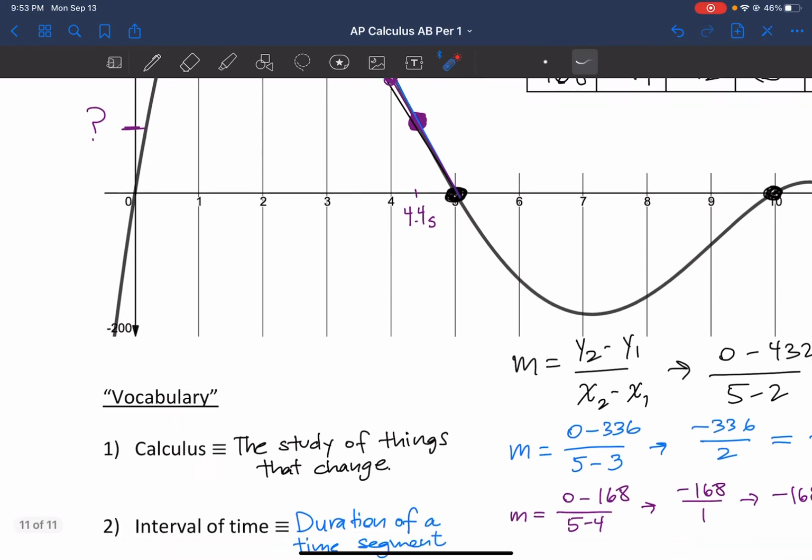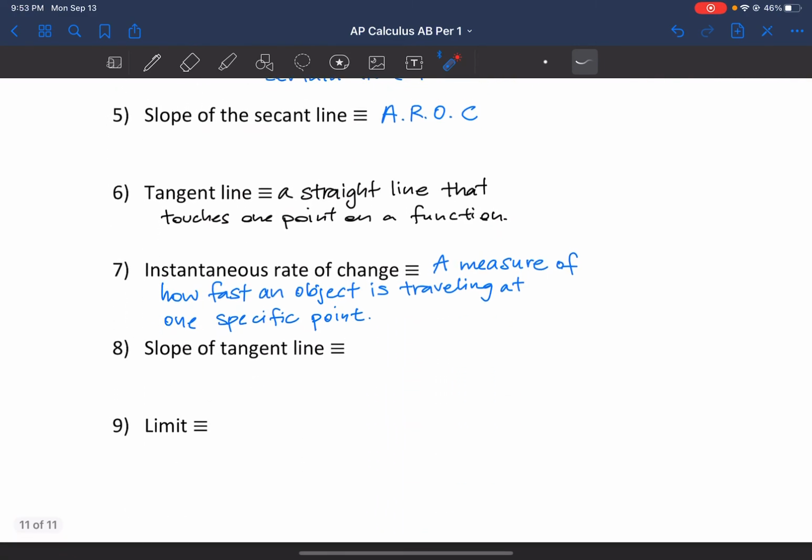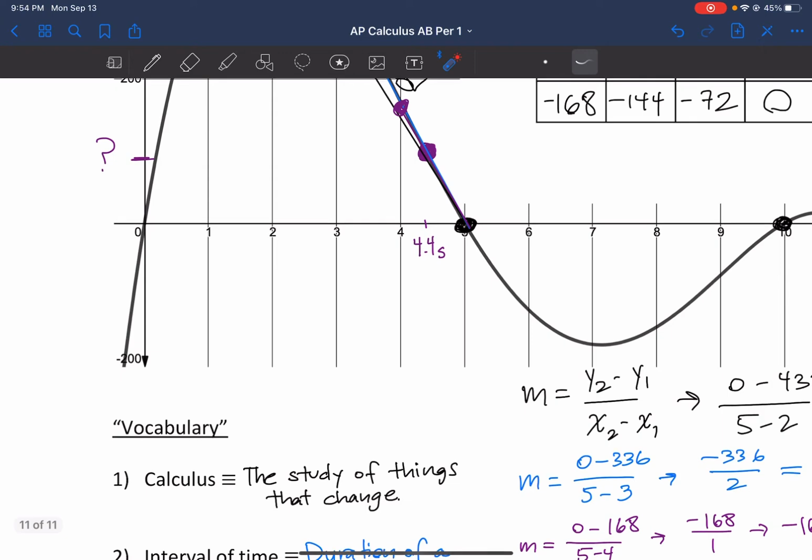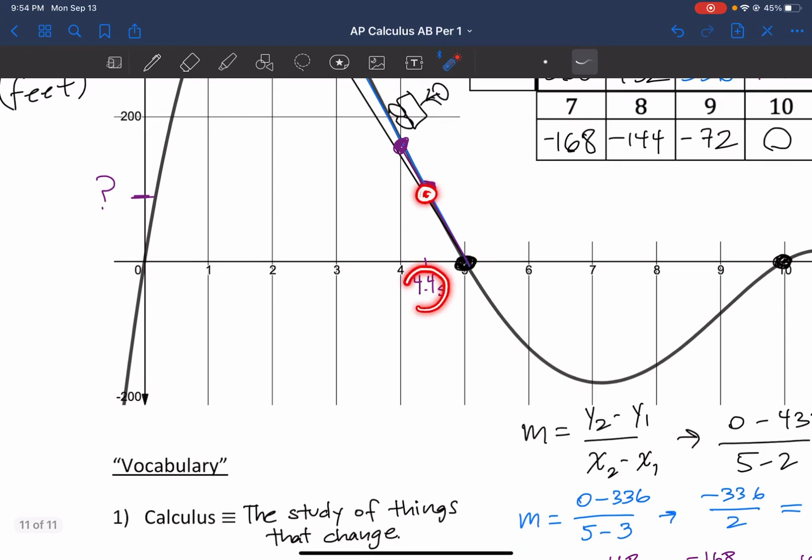This, by this I mean the instantaneous rate of change, is also the slope of a tangent line. If I know the slope of that tangent line, I also know the instantaneous rate of change, which is also known as IROC. So if I am trying to find the instantaneous rate of change when t is 4.4 seconds, I want to know this tangent line right here. That way I can find this slope. And if I can find this slope, I know the instantaneous rate of change at 4.4 seconds.